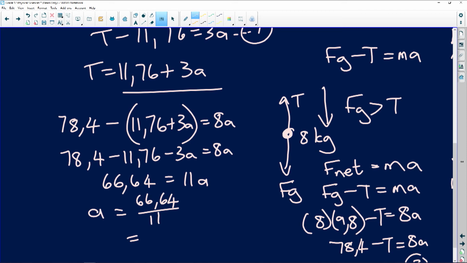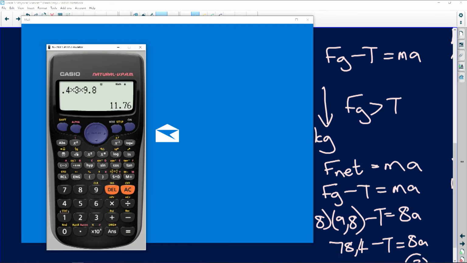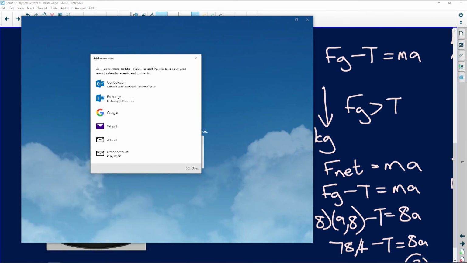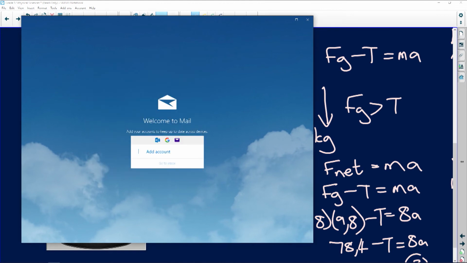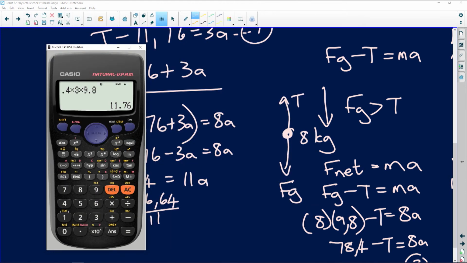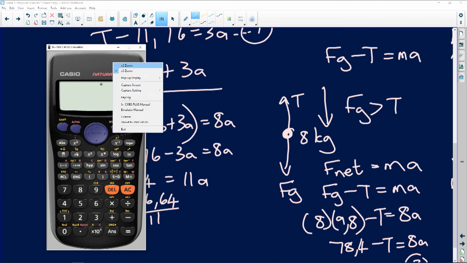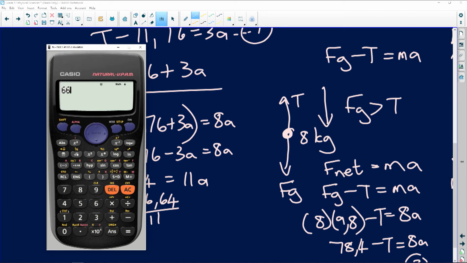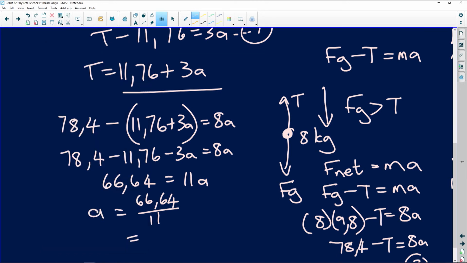And we'll use our calculator. So if I can find it, oopsie, sorry. Calculator is going to be, oh dear, sorry about that. All right, so we're back again. So I just want to move the calculator. No, it's not going to let me move. So it's going to be 66.64 divided by 11. And we're going to get, there's my acceleration. So therefore, a is equal to 6,06 meters per second per second.